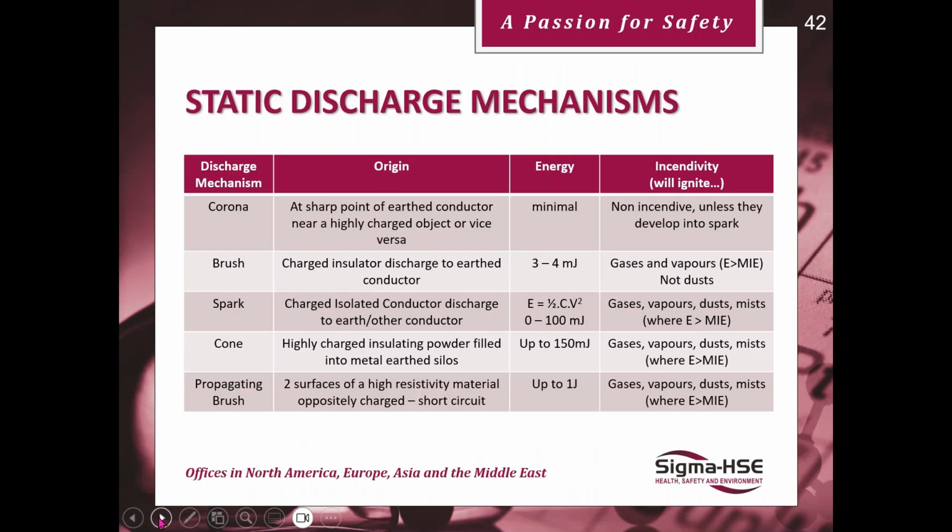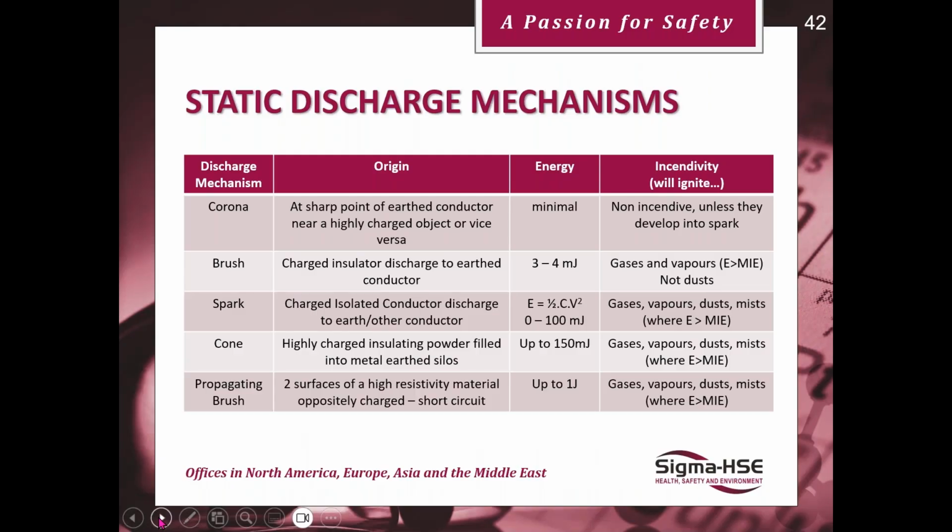So we have certain types of discharge. Corona, very low energy, well less than 1 millijoule. This occurs at a sharp point of an earthed conductor near a highly charged object, or vice versa. You'll hear this on electric pylons, from sharp objects up there having charge induced on them. It's not incendive unless it develops into a spark.